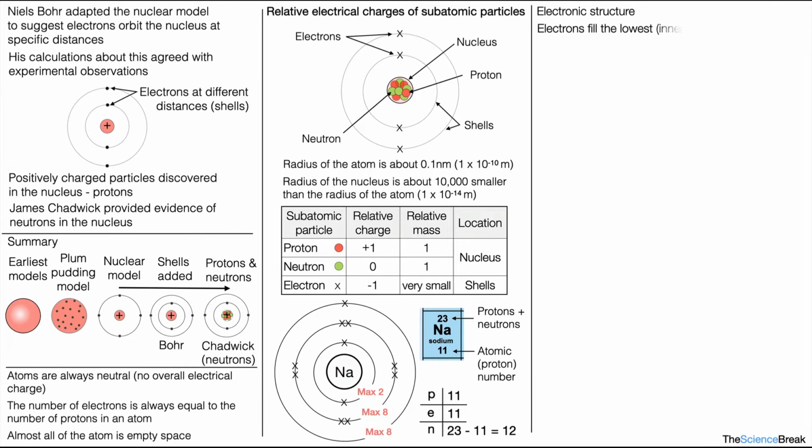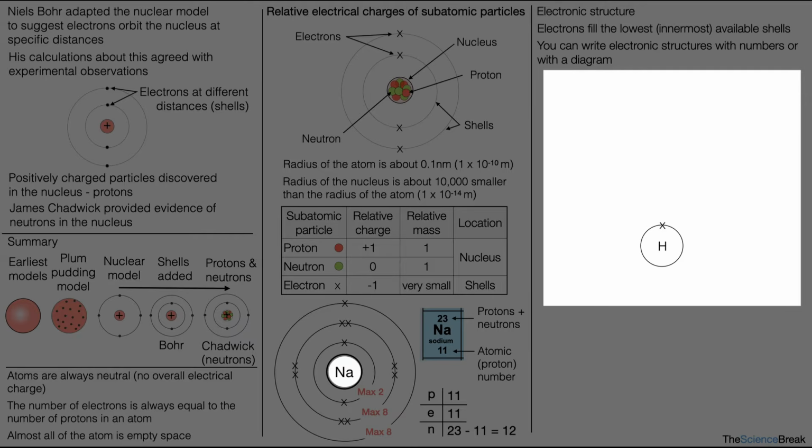Electronic structure. Electrons fill the lowest or innermost available shells in an atom. You can write the electronic structures with numbers or with a diagram. So let's start off with our very first element in the periodic table. This is hydrogen. It has 1 electron in its shell. We can draw that, or we write that as a capital H for hydrogen and the number 1. The next element is helium. This has 2 electrons. So we can write that as He with the number 2.